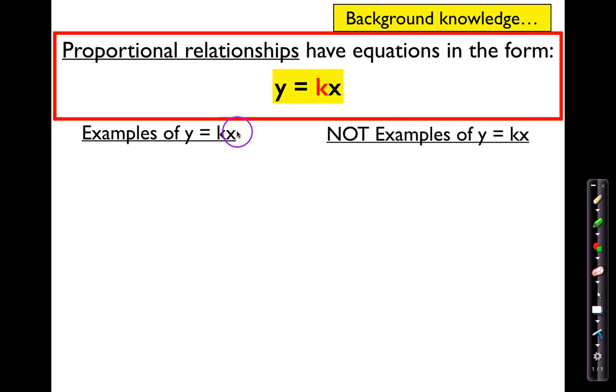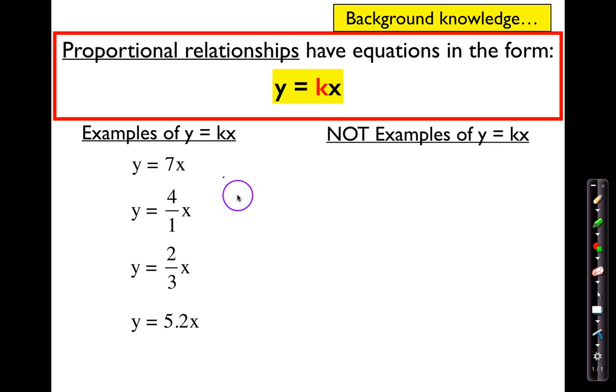So I'm going to give you some examples of y equals kx. Here we have y equals 7x, y equals 4/1 x, y equals 2/3 x, y equals 5 2/10 x. All of these are in the form of y equals kx, where you basically have a coefficient and you have an x. Now, what about this? Is this a proportional relationship? Yes, because again, it's just a number being multiplied by a variable, so it follows this form. Well, what about this? Even though it's not y, even though it's not x, it's still in the form of y equals kx, where you have a number being multiplied by a variable in this case.